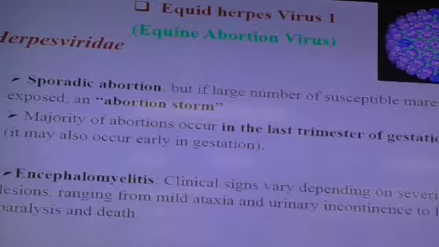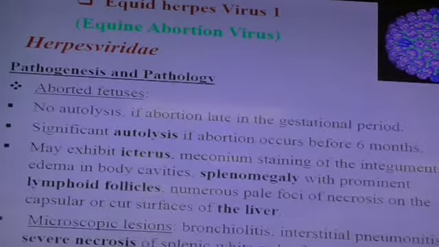The encephalomyelitis occurs following entrance of the virus into the CNS. The clinical signs as a result of this are the usual clinical signs which follow any encephalomyelitis, basically ranging from mild ataxia to paralysis and eventually recumbency, and may lead to death because of the hemorrhages in the brain.